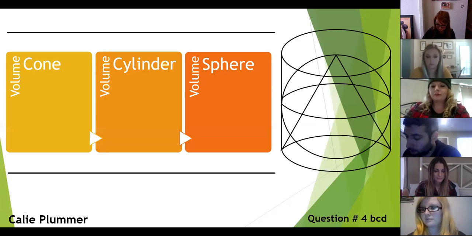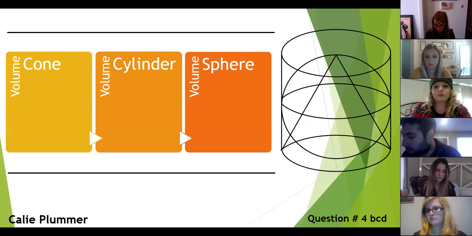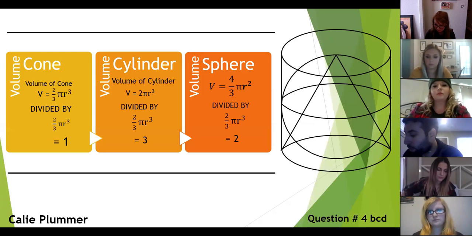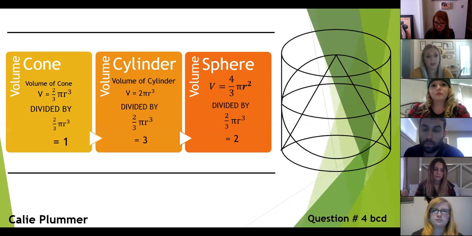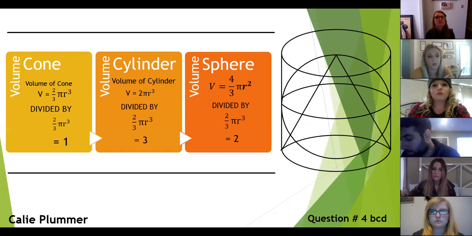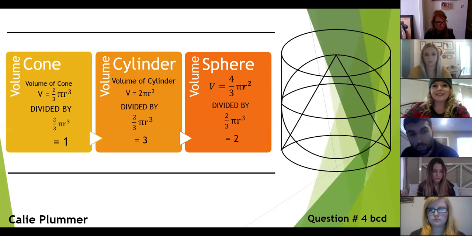All right, Callie, I have a question for you. On homework question number 4, part B, how would you divide the volume of a cone by the volume of a cone? Well, when dividing anything by itself, the answer will always be 1, and this rings true for the volume of a cone. So 2/3 pi r cubed divided by 2/3 pi r cubed is 1. Thank you. That clears things up.